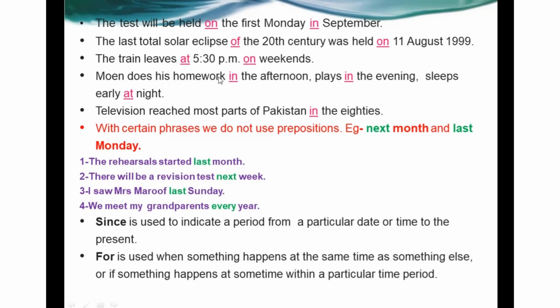Okay, now see the next example. Moin does his homework in the afternoon, plays in the evening, sleeps at night. When the part of the day is given and it is done in that period, then we use in only. Okay, if with night there is no other word used, only the preposition, then we will use at. Night. Okay, night is very specific. What time of day? At night only. So that is why we are using at here for very detailed specification. Okay, now let's see the next example.